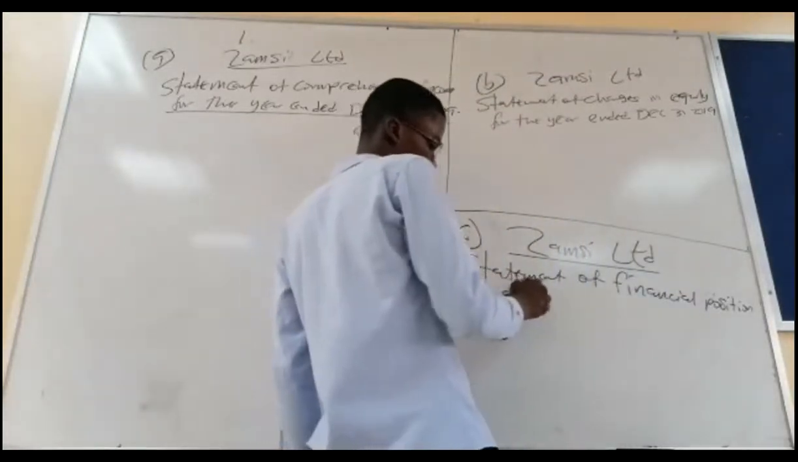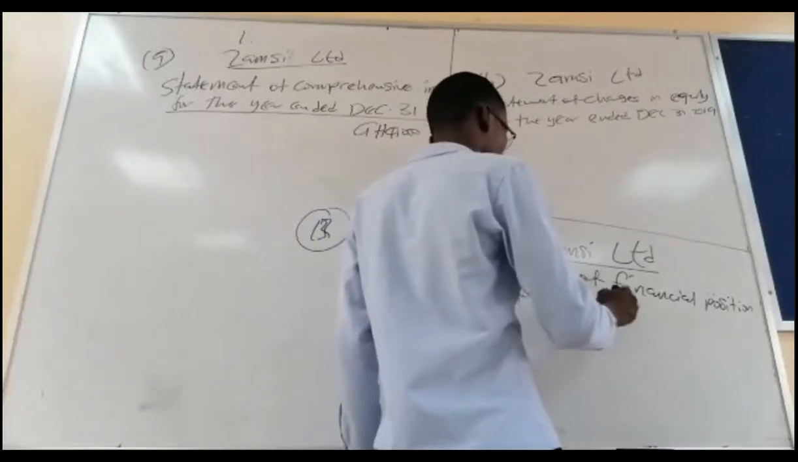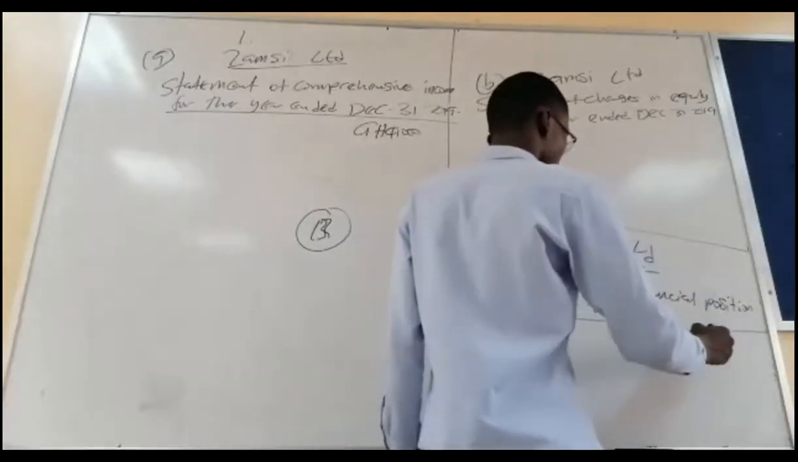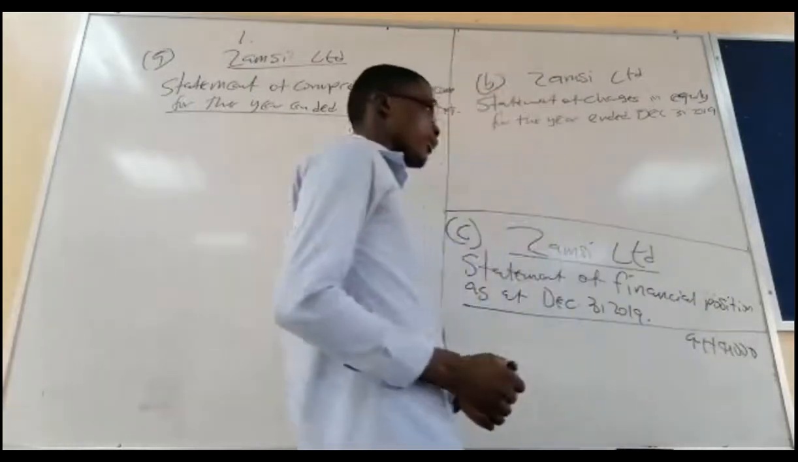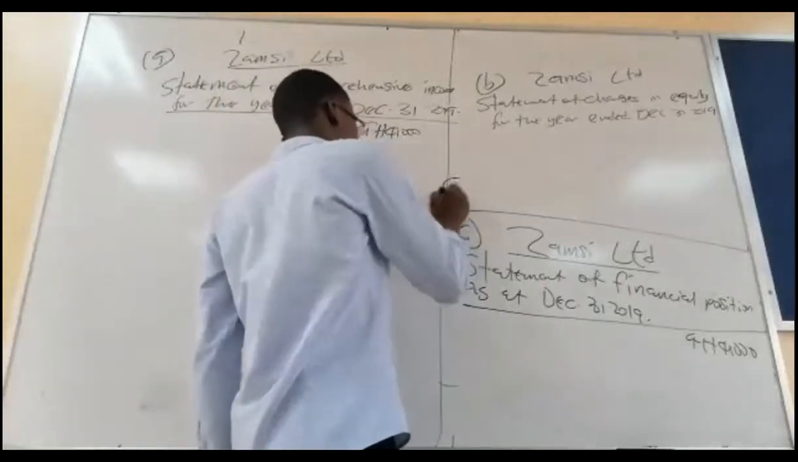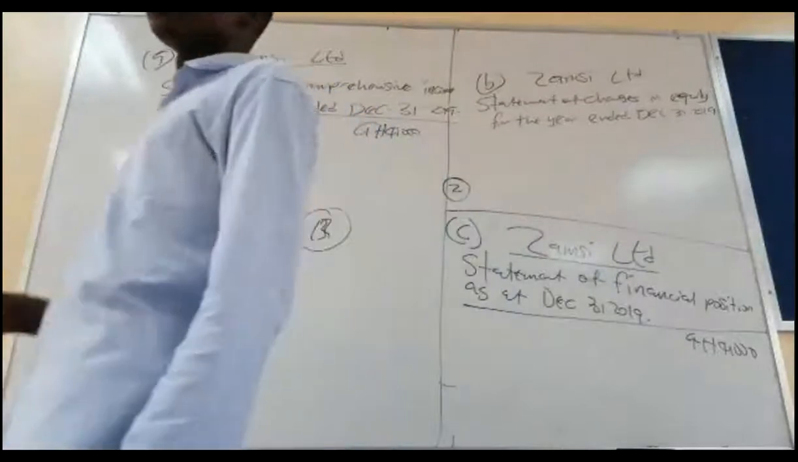As at December 31st, 2019. Align it. So the reporting currency, 3 zeros, like this. That's the first thing you have to do. So right after the requirement, use 2 minutes to do this. So after reading the requirement, 2 solid minutes.